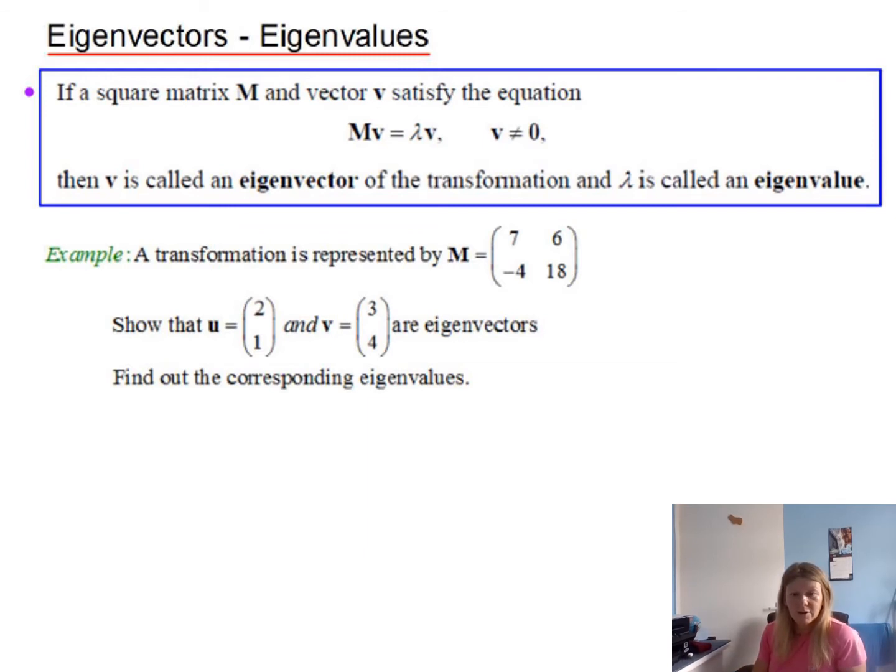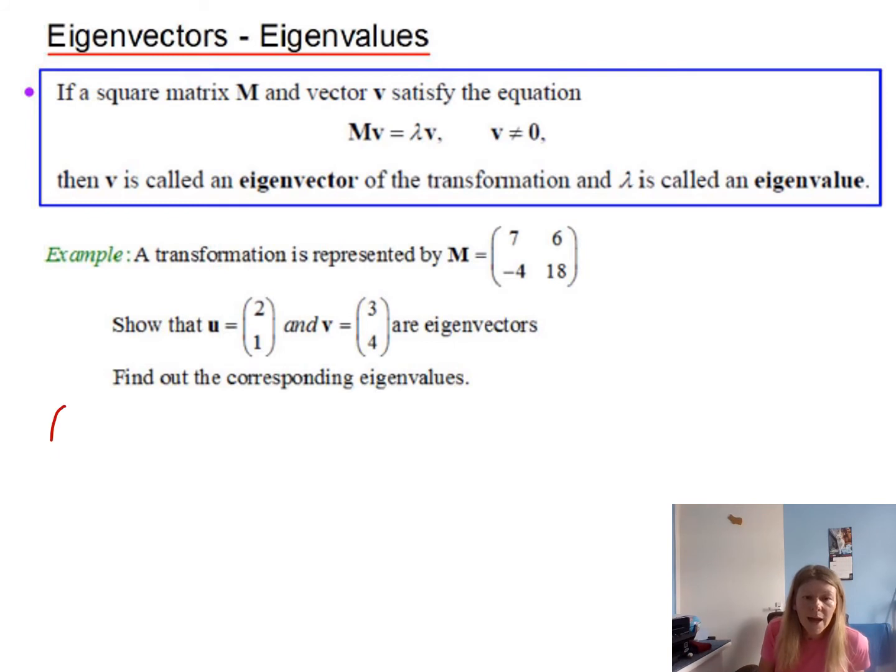Right, so the example here says a transformation matrix M is represented by that. Show that u equals (2, 1) and v equals (3, 4) are eigenvectors, and find the corresponding eigenvalues. So if they're eigenvectors, then they're going to map to themselves or a multiple of themselves. So let's have a see.